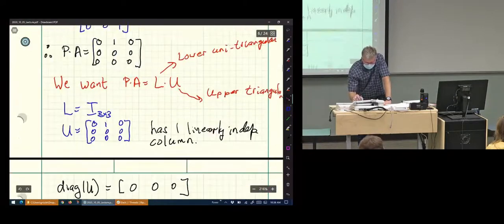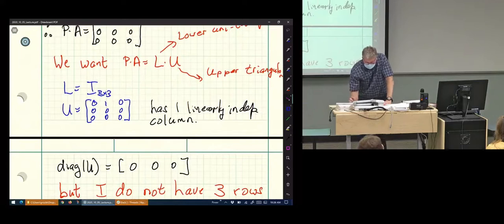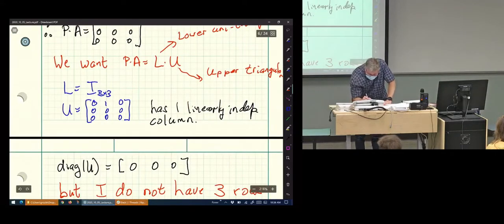And then we go to our counter example here. Here is the diagonal, but this row is not zero.